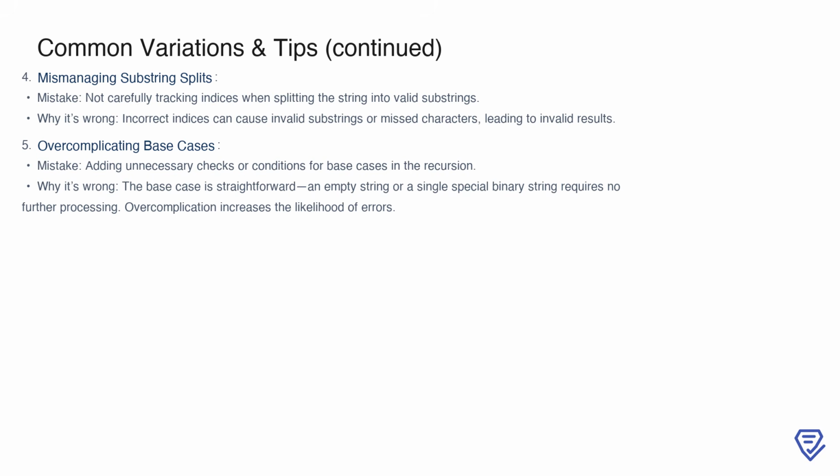Additionally, overcomplicating the base cases is a mistake to avoid. The base case is simple: if the string is empty or already a valid special binary string, no further processing is needed. Introducing unnecessary checks or additional conditions at this stage can make the implementation harder to follow and more prone to errors. Keeping the base case straightforward ensures clarity and reduces potential mistakes.